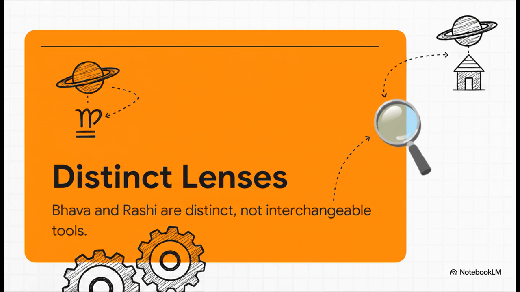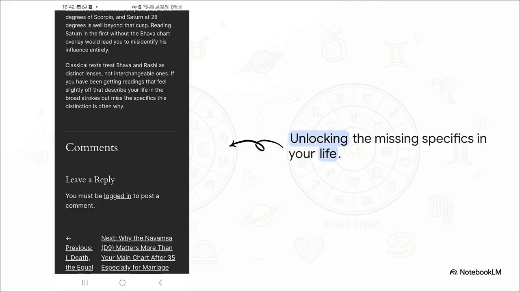A planet might be incredibly strong based on its Rashi placement, sure, but if the Bhava chart drops it into a very weak house position, the real-world results you actually experience are going to be vastly different. Dignity and placement interact. They absolutely do not replace one another. And this brings us right back to your own experiences. If you've been getting these automated readings that describe your life in broad strokes, but completely miss the highly specific events, well, this chart distinction is exactly why. You've essentially been getting half the picture.